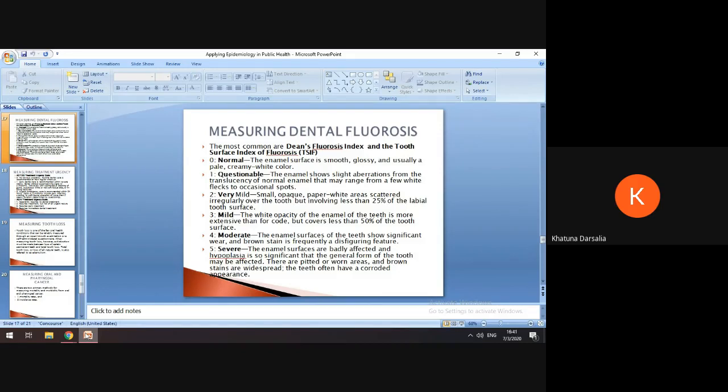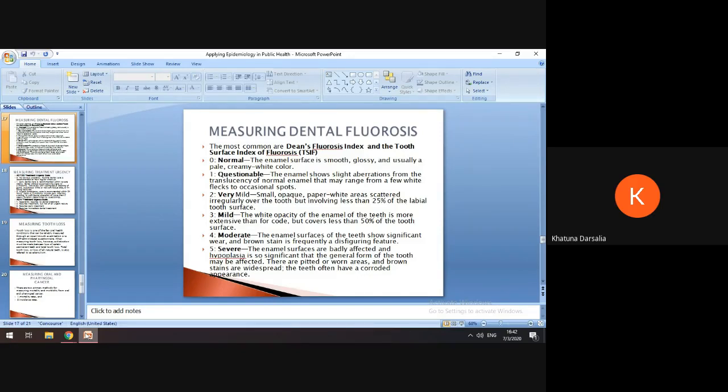Several indices measure the prevalence and severity of dental fluorosis. The most common are Dean's fluorosis index and the tooth surface index of fluorosis. With Dean's fluorosis index, the score for an individual is made on the basis of the two most affected teeth. If the two teeth are not equally affected, the score for the less affected of the two teeth is recorded. Also, Dean's fluorosis index only records the score for the two most affected teeth.